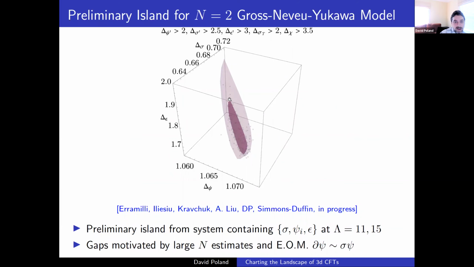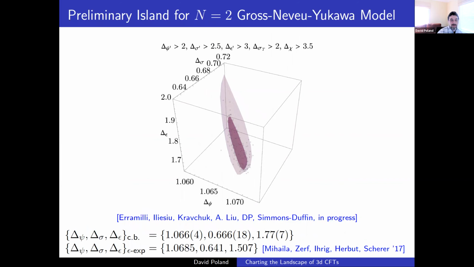This region is shown at fairly low derivative order. Right now we're working on pushing it to higher derivative order, and also computing these islands for other values of n. But this seems like another class of 3D CFTs which are going to be naturally amenable to bootstrap techniques.